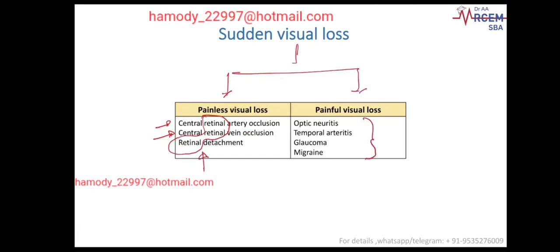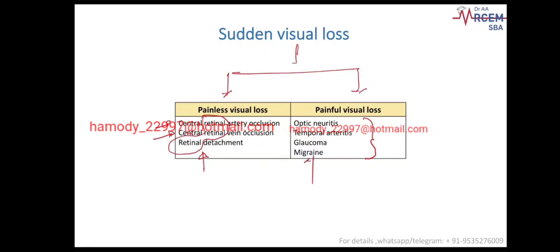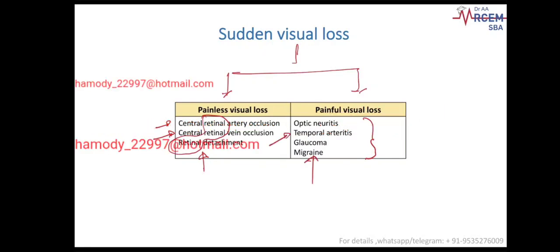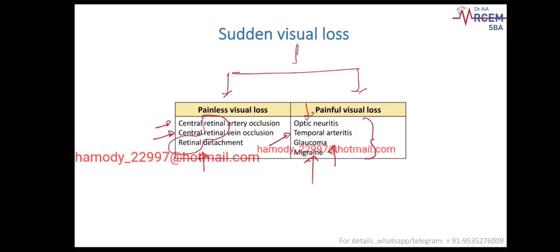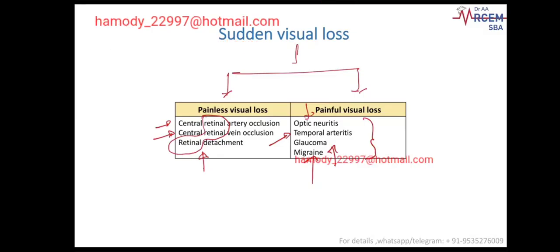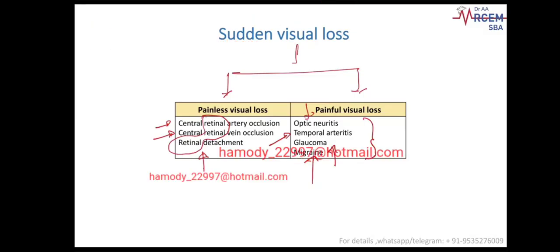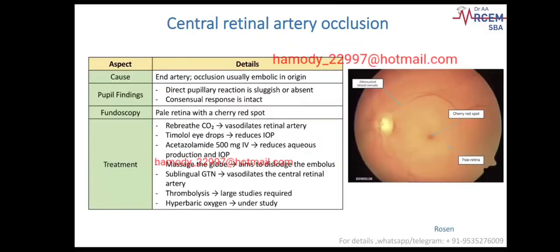When I say painful, for example, migraine causing a sudden vision loss, it's a headache. Temporal arteritis, it's the temporal region which is having a headache. Optic neuritis and glaucoma, obviously eye pain will be present. It is not always an eye pain. It can be a headache also when we say painful vision loss.